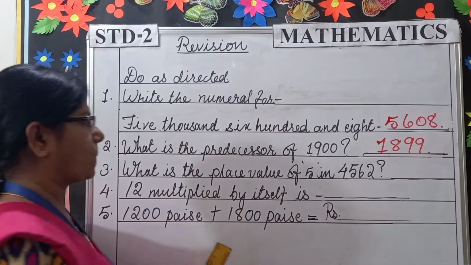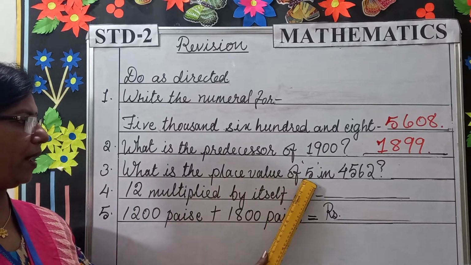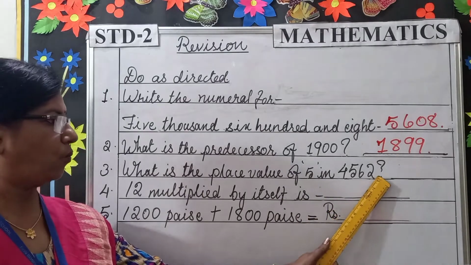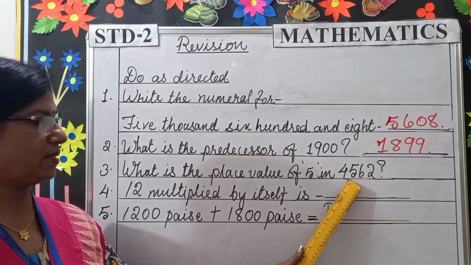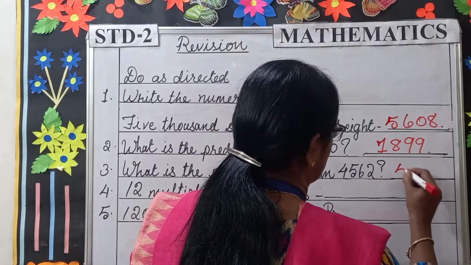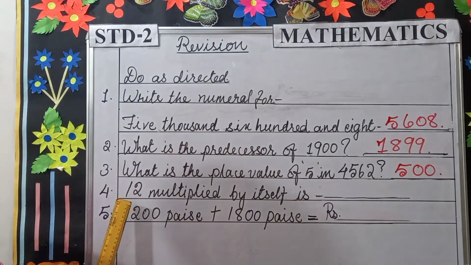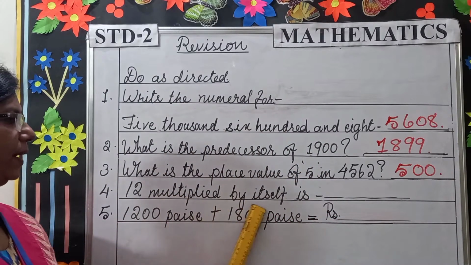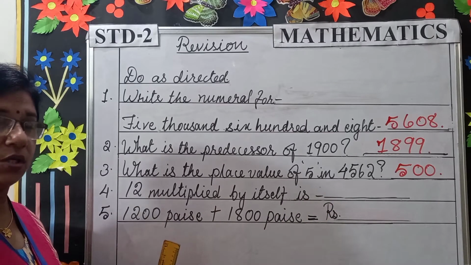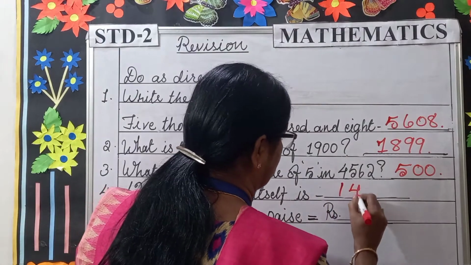1899. Question number 3. What is the place value of 5 in 4562? Ones, tens, hundreds and thousand. Here we have hundreds place 5. So it will be 500. Moving to next question. 12 multiplied by itself is dash. 12's table everyone knows. 12 12s are 144.